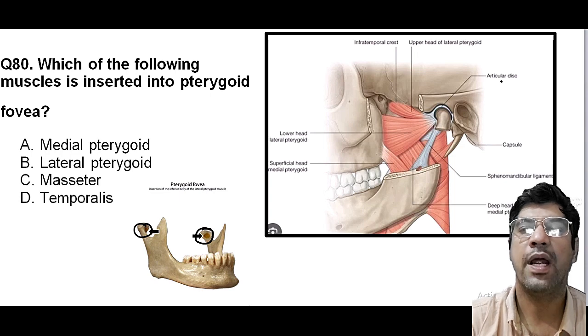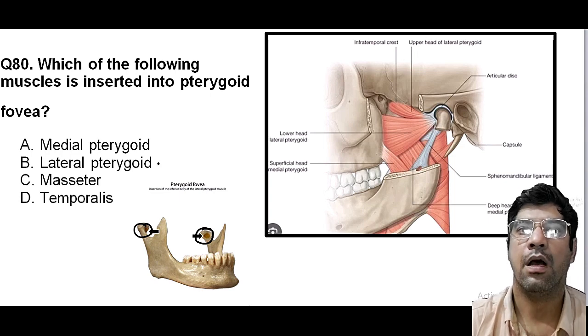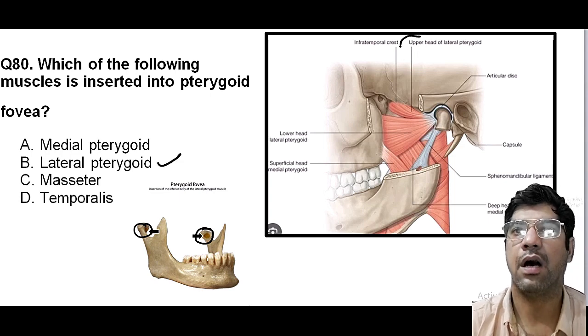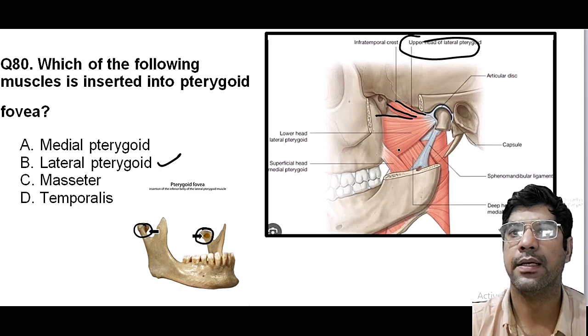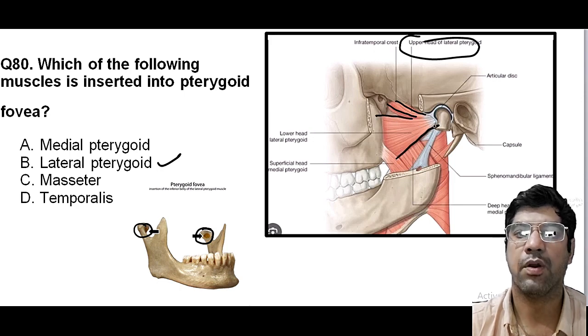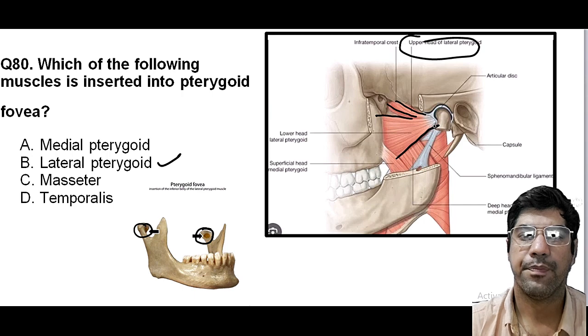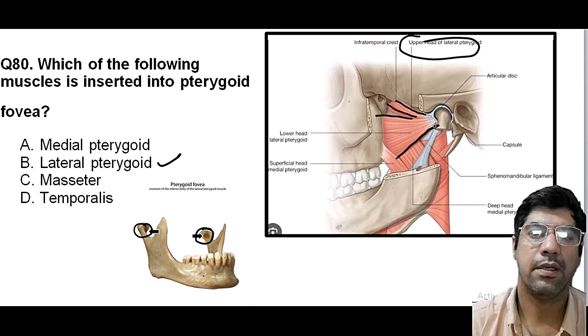Now there are two heads of this muscle, lateral pterygoid. This one is the upper head and the other is the lower head. So this one is your lower head. So the lateral pterygoid is a superhero with two heads: we have the upper head and the lower head.